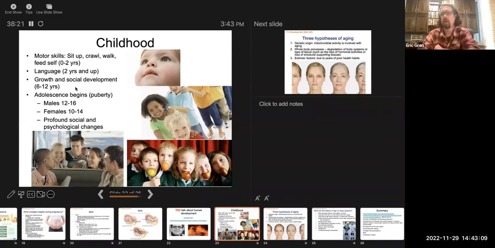Maybe you start kindergarten around 5 years old or so. You're starting to spend more time around kids your own age. You're starting to learn what's kind of socially acceptable and not. You're learning how to interact with the people around you. And then you enter adolescence at puberty. For guys, it happens a little bit later than girls. Guys enter puberty somewhere around 12, 13, 14 years old. Girls are entering puberty usually around 10 to 14 years old.